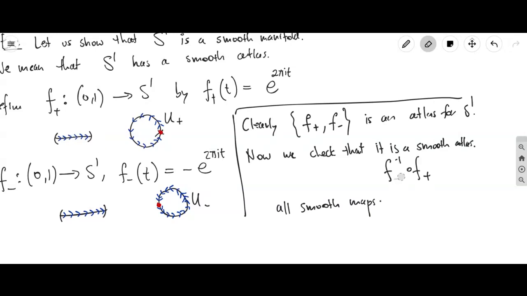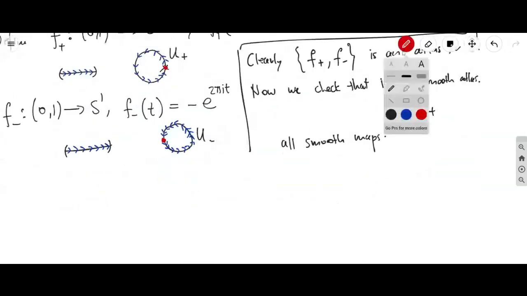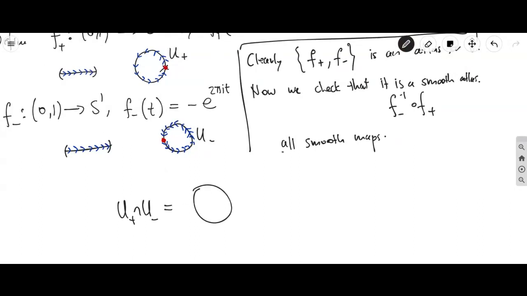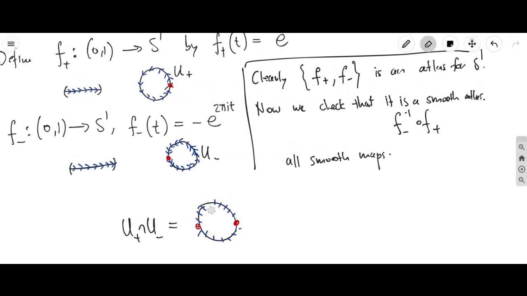First, maybe we can find the domain for this. Maybe that would be helpful to find the domain. So to find the domain, you have to intersect these two. So if you do U plus intersect U minus, you'll have two missing points, right? And then you have everything else filled in. And then you're going to pull this set back, right? This is how these two open sets intersect.